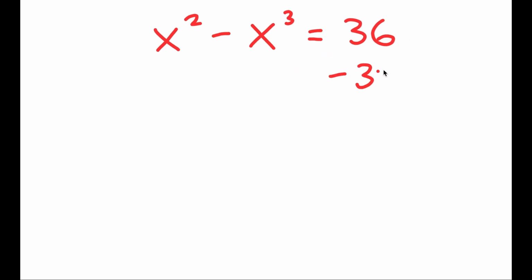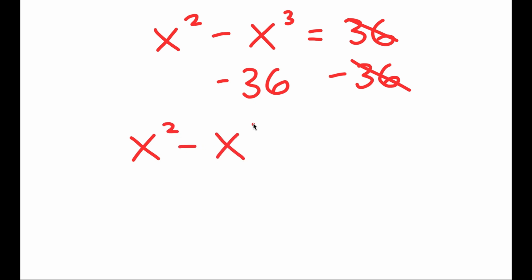Alright, so in this video, I'm going to solve the equation x to the power of 2 minus x to the power of 3 is equal to 36. So to solve this, I'm going to first start off by subtracting 36 on both sides. So now these two cancel out, and I get x to the power of 2 minus x to the power of 3 minus 36 is equal to 0.